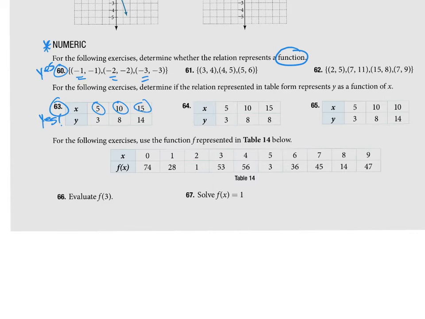And then finally, down here toward the end, we're just going to evaluate and solve. Remember, evaluate means find the y value associated with that x, and solve means find the x associated with that y value. So you'll use this table to answer those 2 questions.